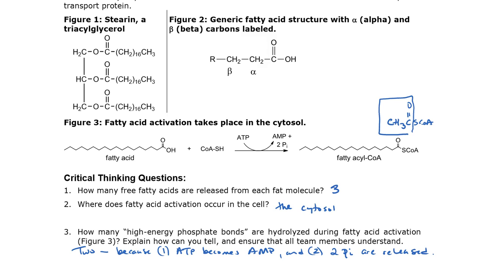Okay, did you say 2? There are a couple of ways you can tell. The ATP becomes AMP, so tri to mono, that's a difference of 2. And 2 inorganic phosphates are released. So remember that probably requires double the energy.